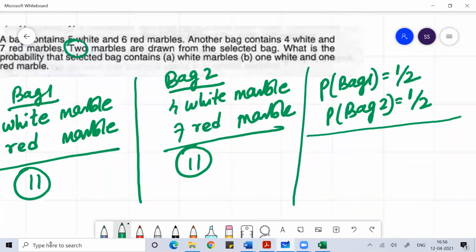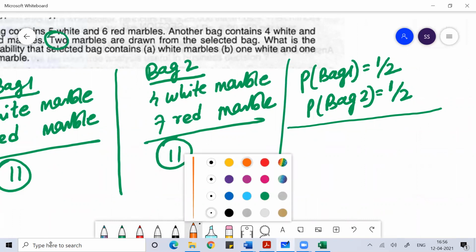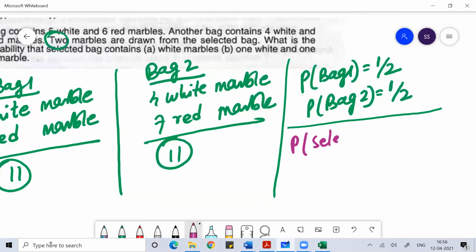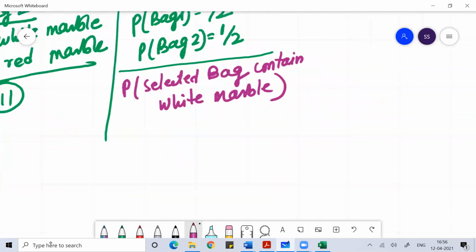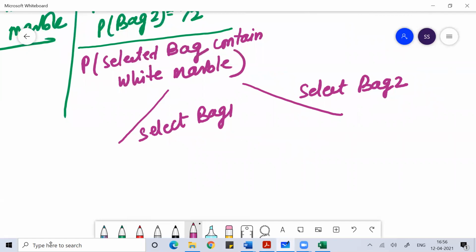So what you have to solve is the probability that the selected bag contains white marble. I don't know which bag. I can select bag one, or I can select bag two. That part is not given to me. So you're taking two marbles. What is the probability that you get a white marble from bag one?